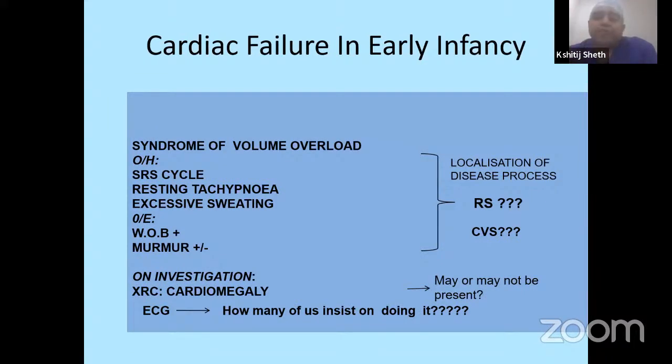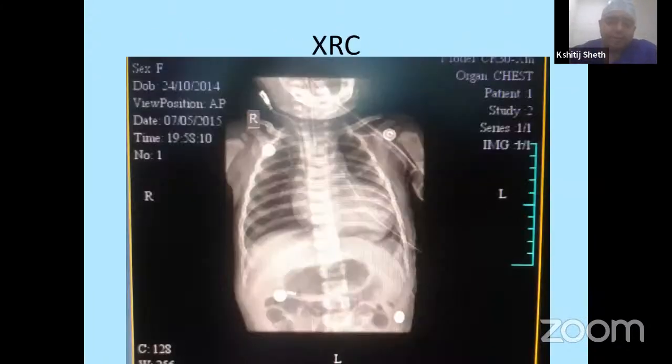So here, on investigation, the child had cardiomegaly, but it may not always be present. ECG, we never usually insist upon an ECG in OPD practice for a pediatric patient. But if the child is sick or having symptoms suggestive of cardiac disease, you should get an ECG done.